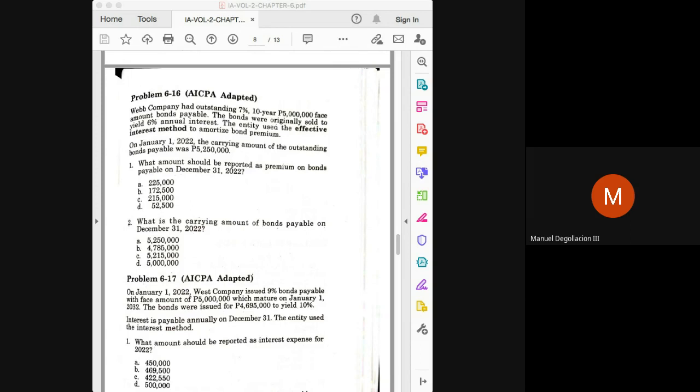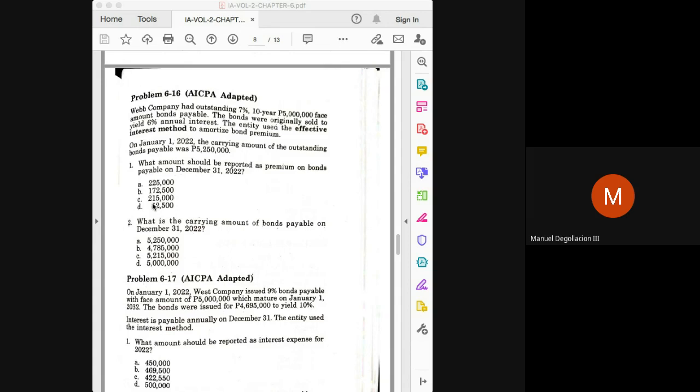The entity used the effective interest method to amortize bond premium. On January 1, 2022, the carrying amount of the outstanding bond payable was 5,250,000. If you will be asked how much then is the initial premium on the bond, our answer would be 250,000, since its initial carrying amount was greater than the face value by 250,000.